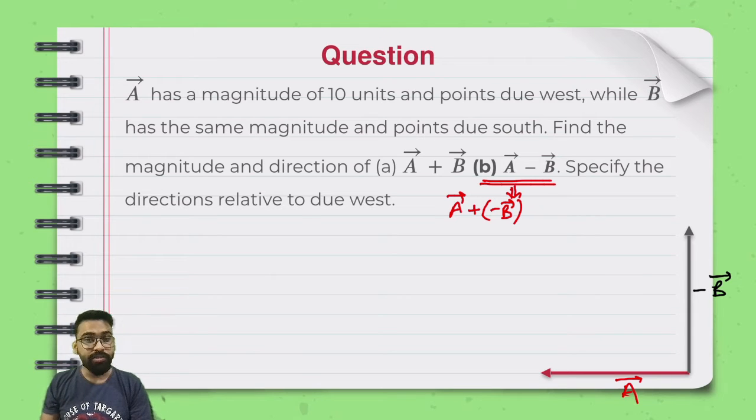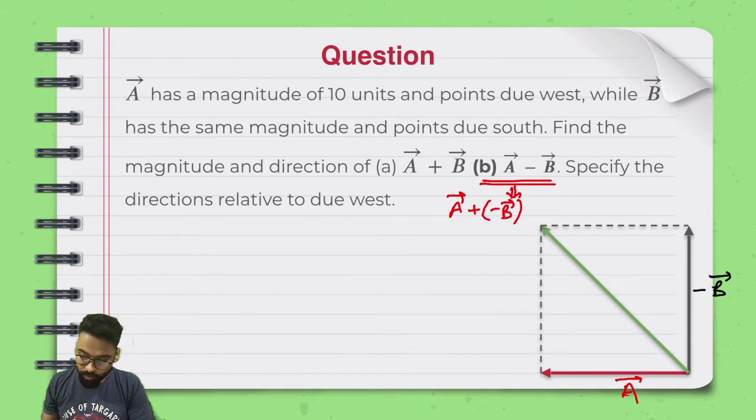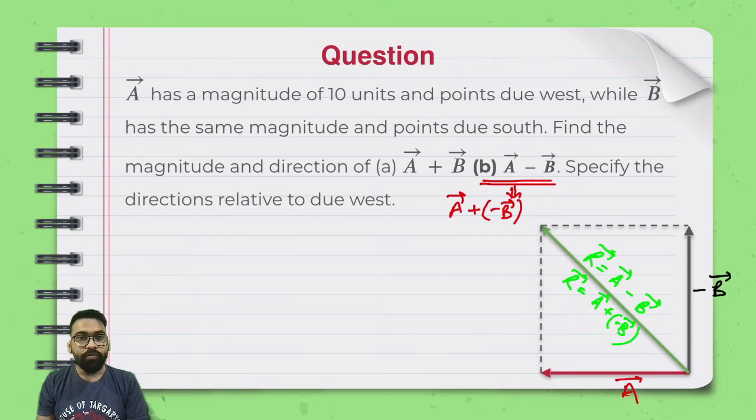Now if you want these two vectors to be added, again you can draw that parallelogram. Again you can say this resultant turns out to be A minus B, or you can say this resultant is A plus minus B. Now the next thing that I will say again is if I want to get the directions, it's going to be 45 degrees each again. This is 45, this is 45 as well.